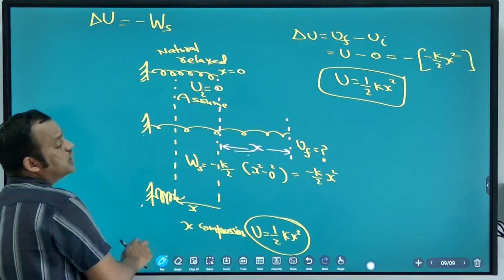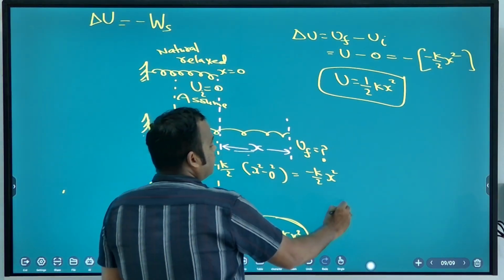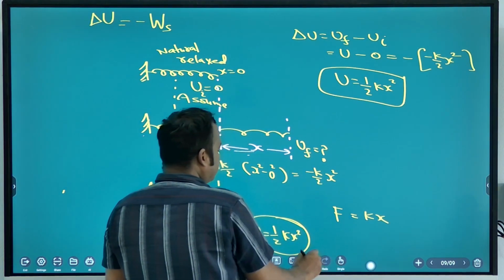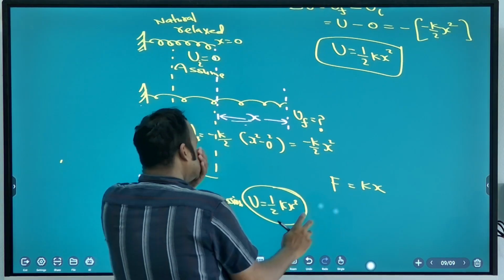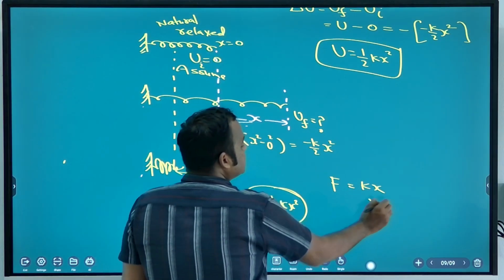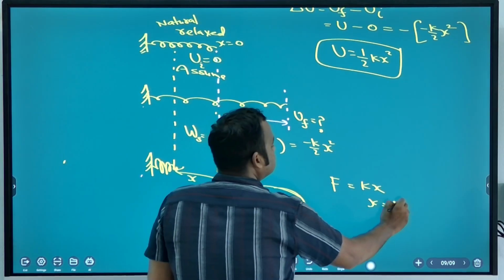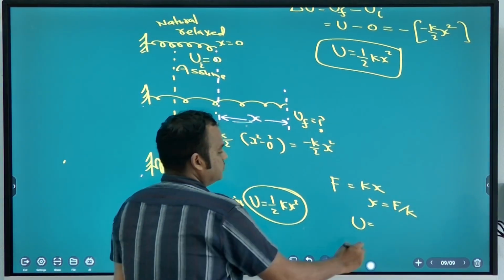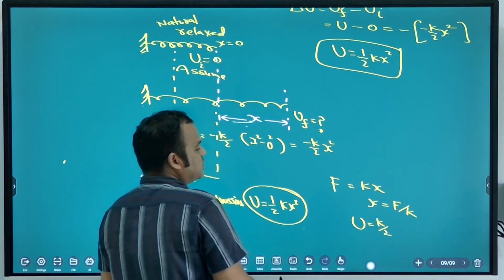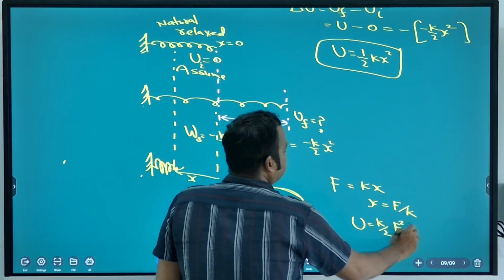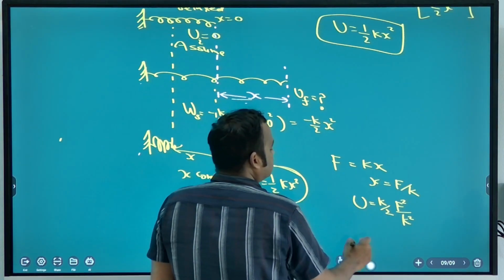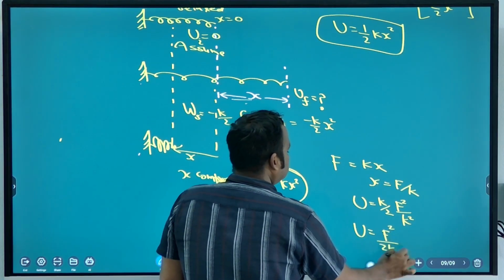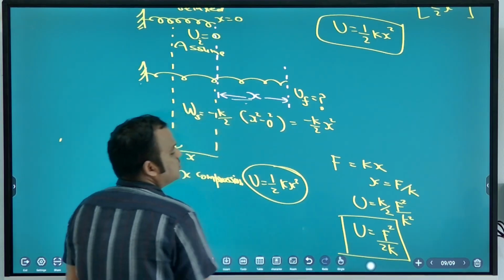Okay, understood? Now, what is the formula for F? F equal to kx. So what is x? x is F by k. So what is the formula for potential energy? K by 2 x square, which is k by 2 into F square by k square. So what is u? K cancels. U is F square by 2k. Okay, so note down.